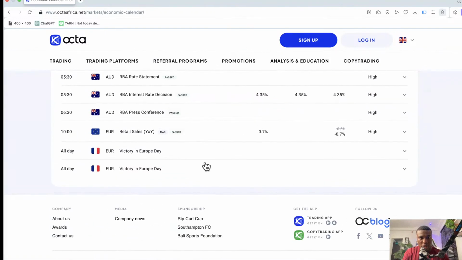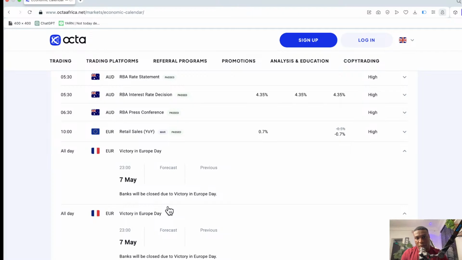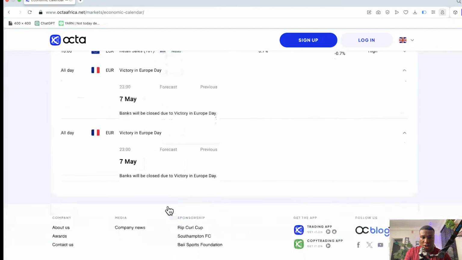All right, so I'll just briefly explain what the Victory in Europe Day means. Obviously, you can see that the banks will be closed due to the Victory in Europe. It's also called VE Day, and it's celebrated on the 8th of May each year, right? This marks the formal acceptance of Nazi Germany's surrender by the Allies, which effectively ended World War II in Europe. And that's why we're seeing this celebration happening on the 7th, 8th of May each year.